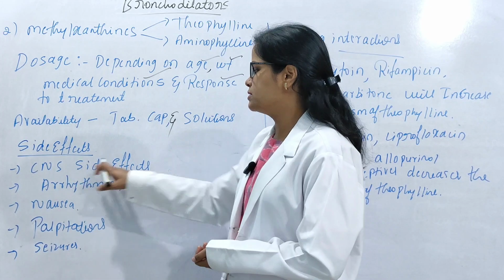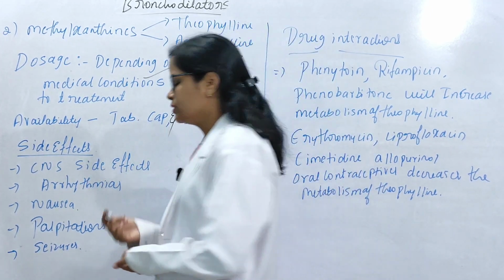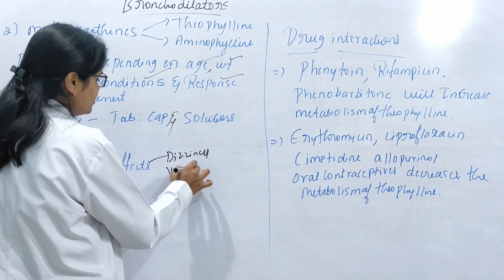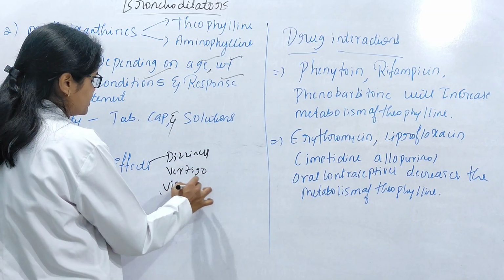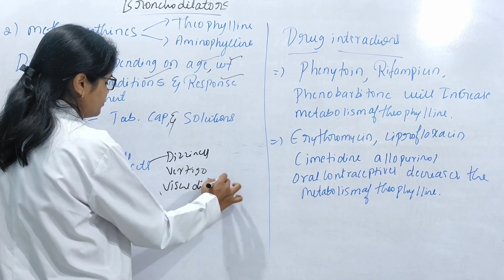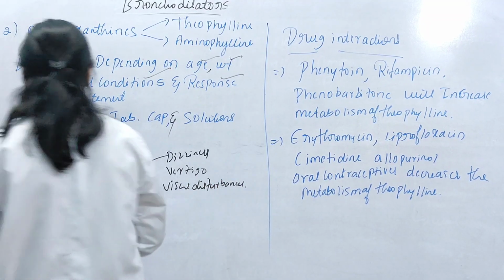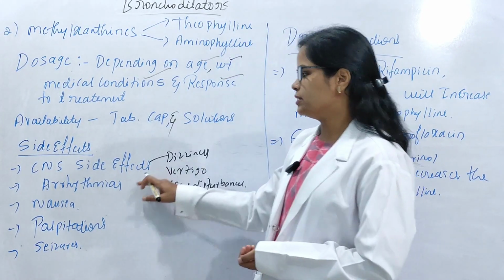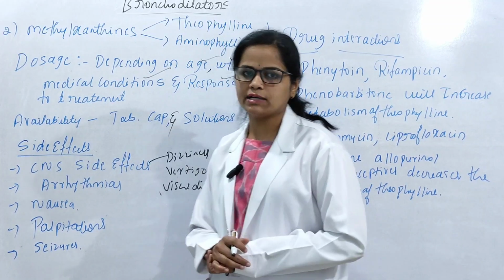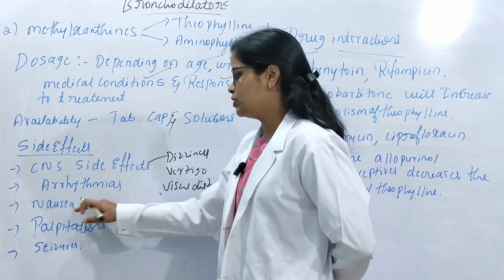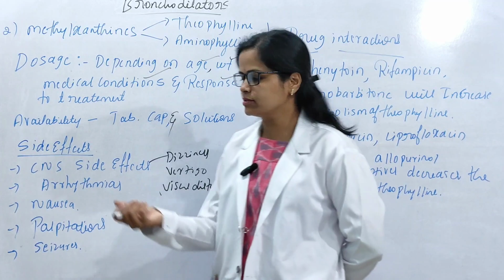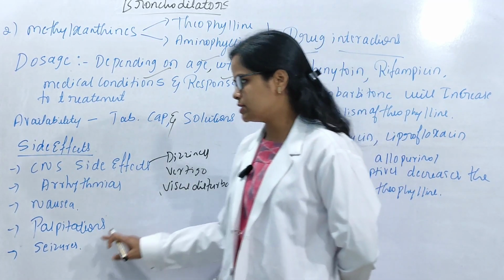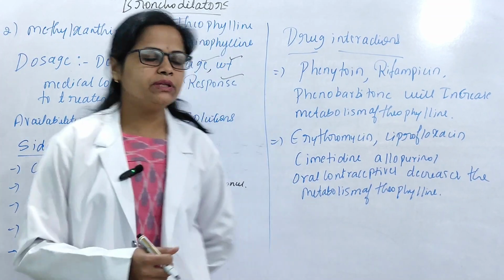Here the CNS, central nervous system, side effects: the patient may feel dizziness, vertigo, or visual disturbances. These are the common central nervous system side effects, or sometimes the patient may feel sleepiness. And next is arrhythmia, which is an abnormal heartbeat. Nausea and vomiting are common for each and every drug. And palpitations, an audible awareness of one's own heartbeat. And seizures. These are the common side effects of methylxanthines.